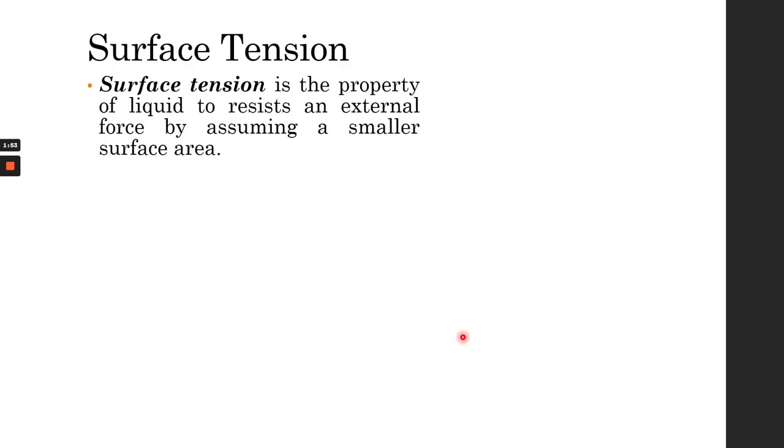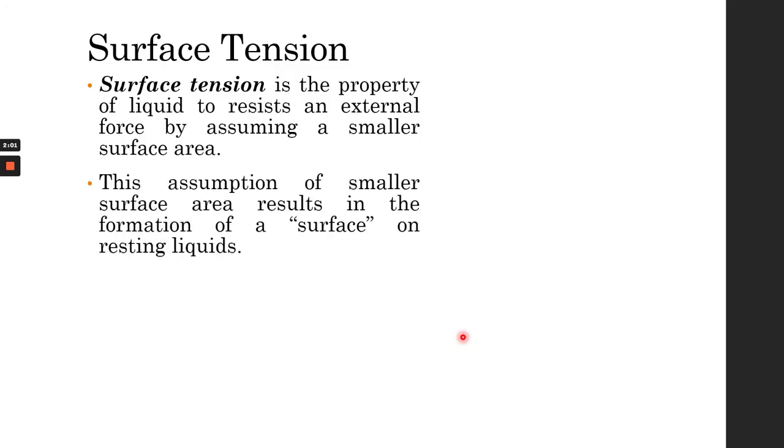Let's start with surface tension. Surface tension is the property of the liquid to resist an external force by assuming a smaller surface area. What do you mean by that? The assumption of a smaller surface area results in the formation of a surface on the resting liquid.